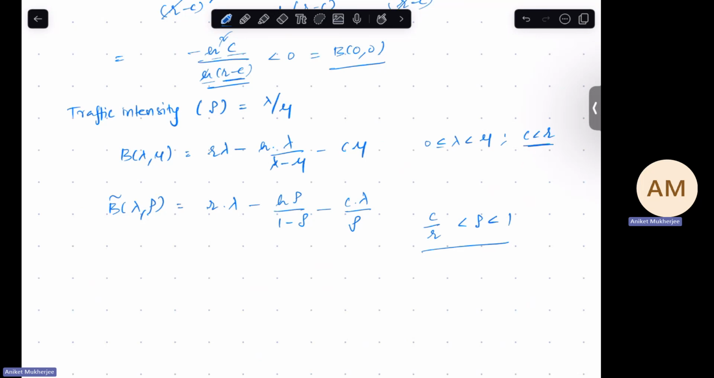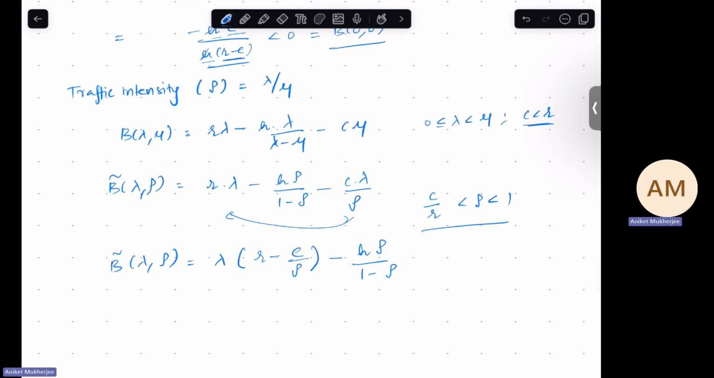Okay. Then we'll see that B(λ, μ) equals λ times (R − C/μ) minus Hλ/(μ − λ). So just taking these two terms, the second term is a constant. The first term is positive and can be made arbitrarily large by choosing λ sufficiently large. Thus, B(λ, μ) tends to infinity as λ tends to infinity. Hence, there is no finite optimal solution to this problem.